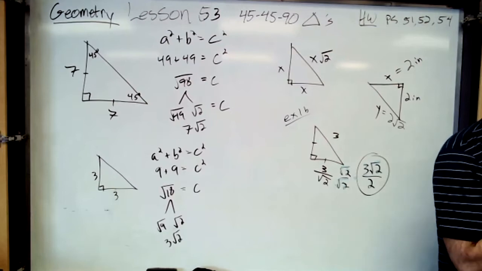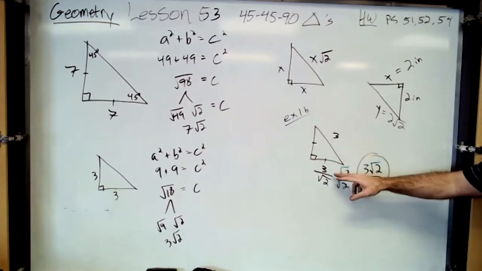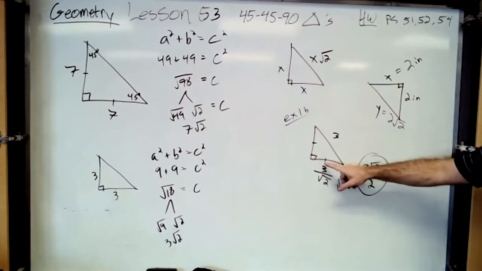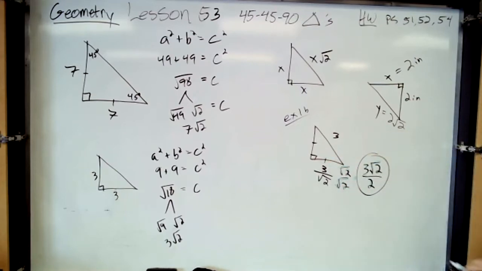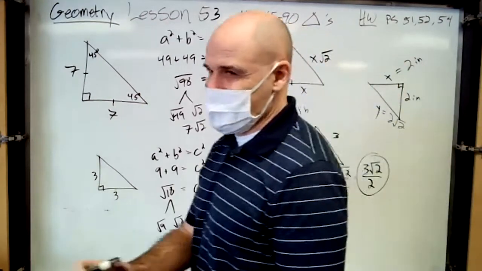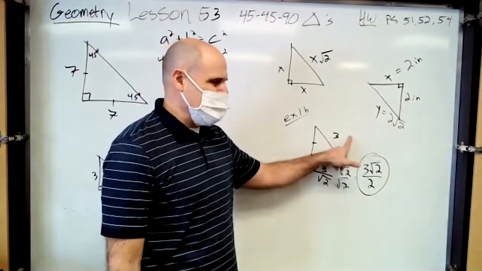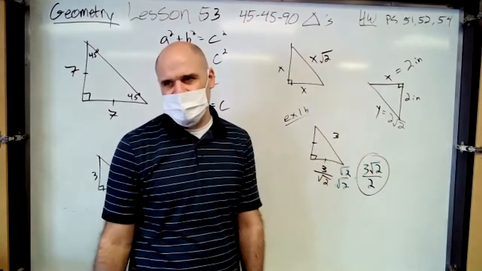So here's the shortcut. To go backwards, you still tag on a radical 2, but then you divide it by 2. So the backwards, it doesn't really make sense that way, but to go backwards, you're still tagging on radical 2, but then you put it over 2.